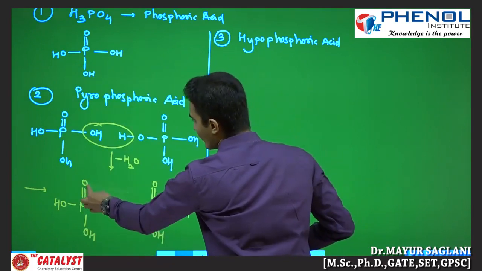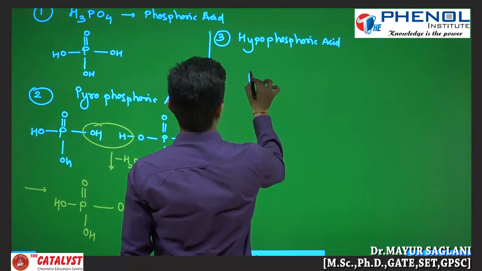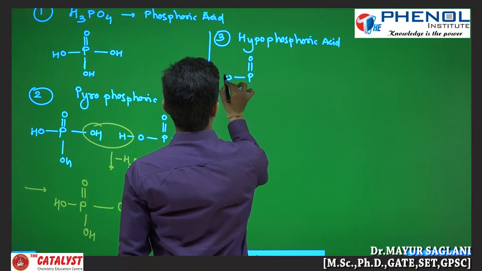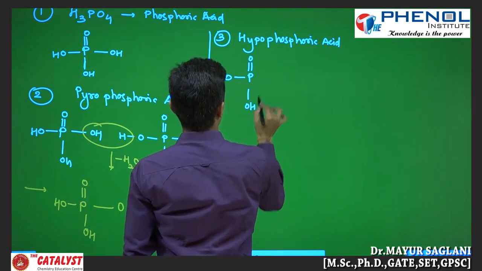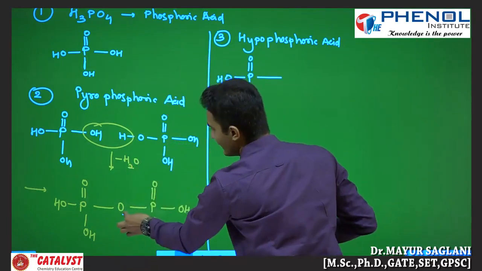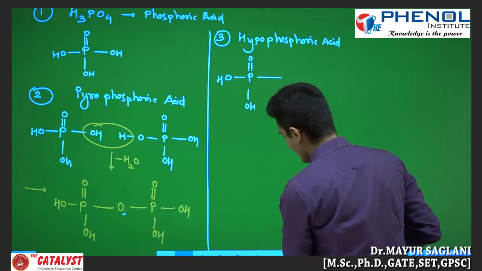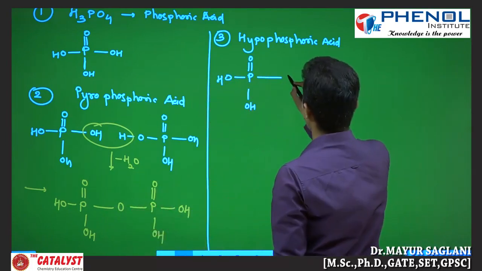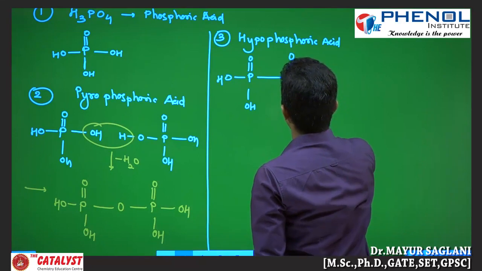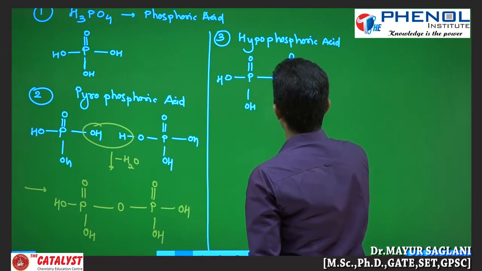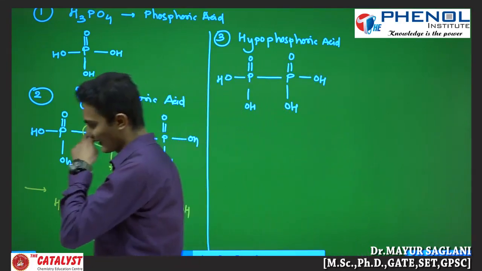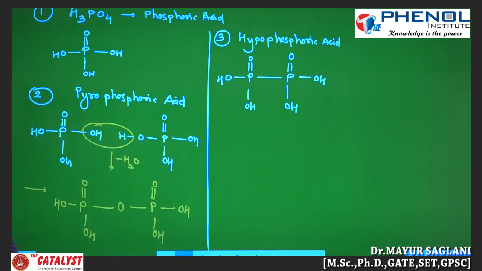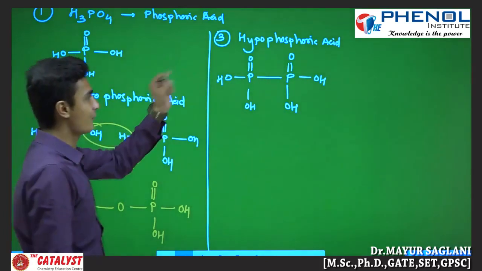So I'll write P double bond O, OH and OH. Again that is P double bond O, OH and OH. Fine. I have removed the oxygen between them. See, I have removed this oxygen from the pyrophosphoric acid, and that becomes hypophosphoric acid. Easy or not? Fine. So this one is the hypophosphoric acid.